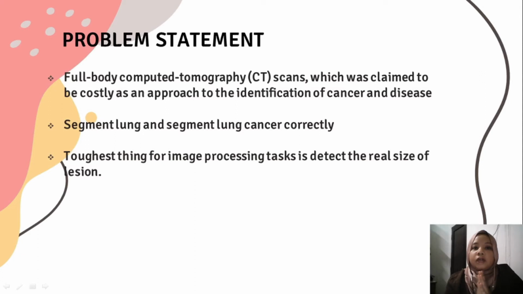For the problem statement, full body CT scan was claimed to be a costly approach to the identification of cancer and disease. If individuals are healthy, there is no proven benefit. The problem is to know how to segment the lung and lung cancer in the correct way, and to know the output performance. The toughest thing in an image processing task is to detect the real size of the lesion.